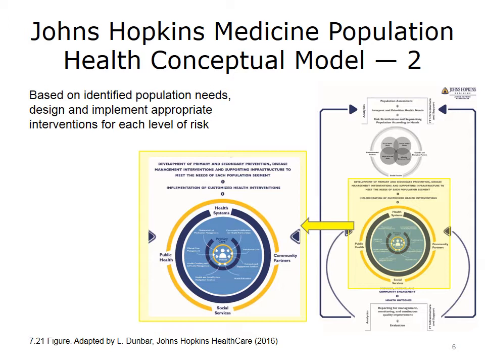In the highlighted portion of the population health model, you'll see that we then began to develop primary and secondary prevention and disease management interventions and a supporting infrastructure to meet the needs of each population segment. And then, after that planning and development, we began to implement customized health interventions. On the chart of the model appearing on this slide, the circle of intervention includes the health systems, which falls within a larger circle that includes public health systems, community-based partners, and social services.